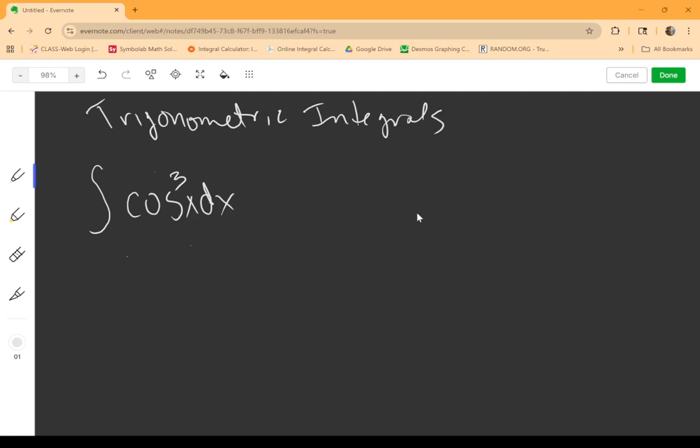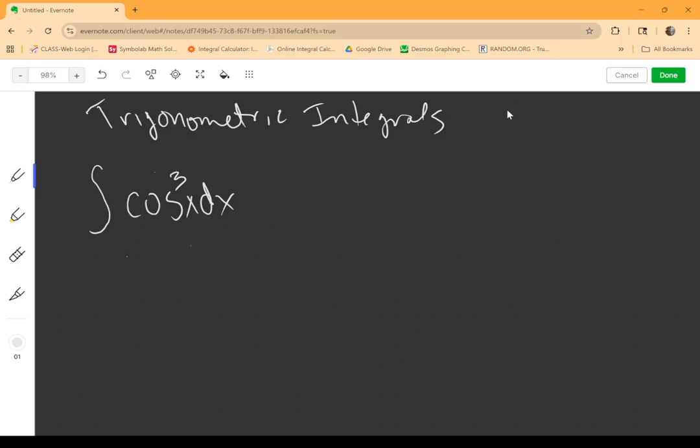Okay, so in this section, we're going to take a look at trigonometric integrals, right? And we'll start off by looking at integrals involving powers of sine and cosine. All right, so for example here, the integral of cosine cubed of x. Right now, at first approach, I'd like to maybe do a u sub, right?